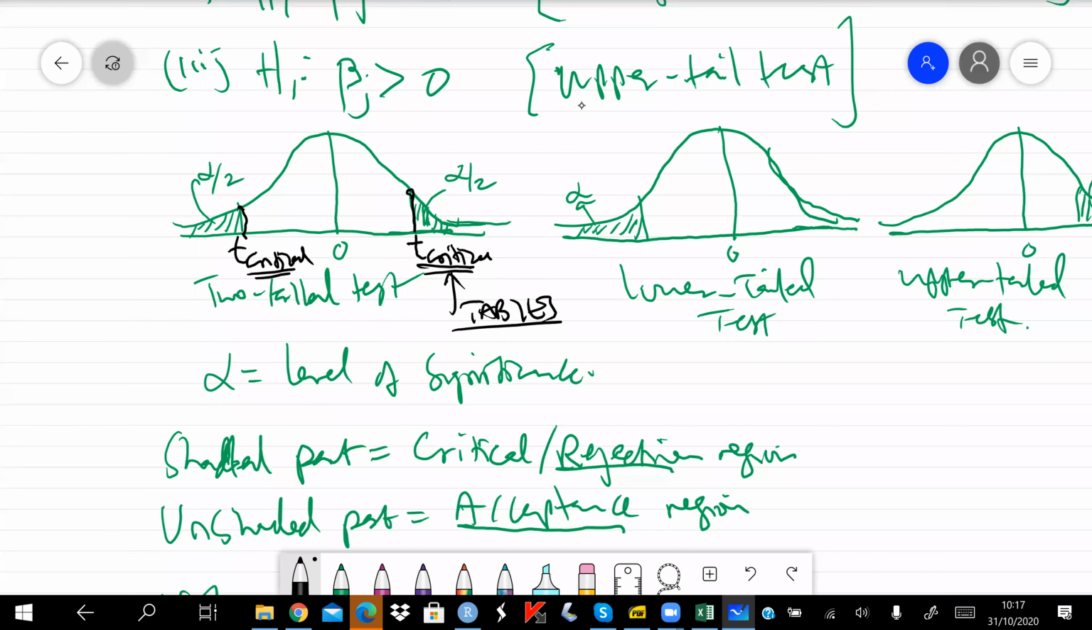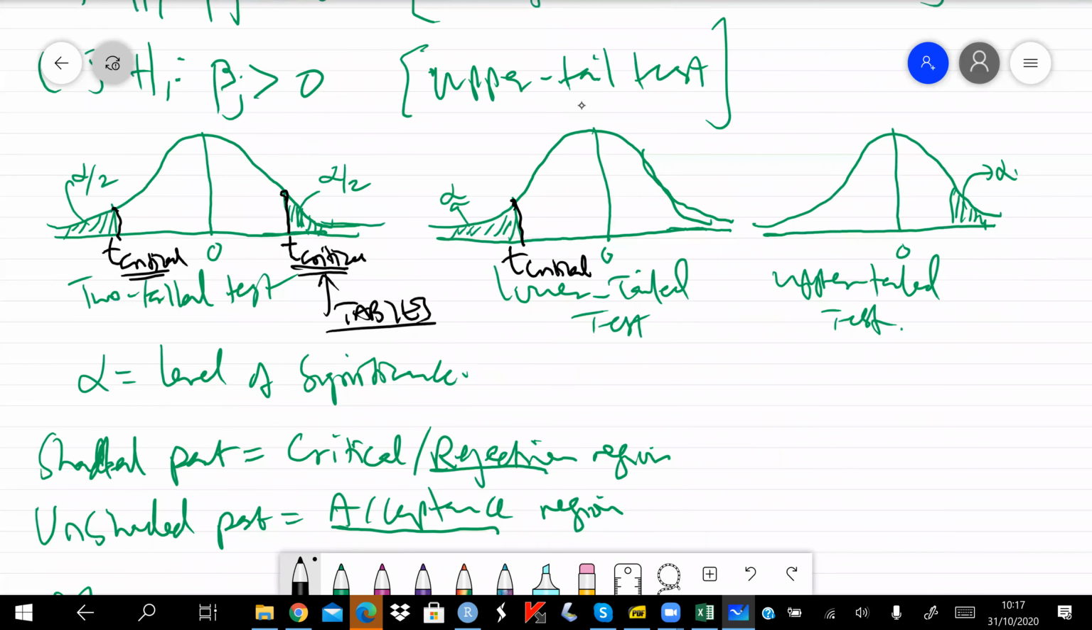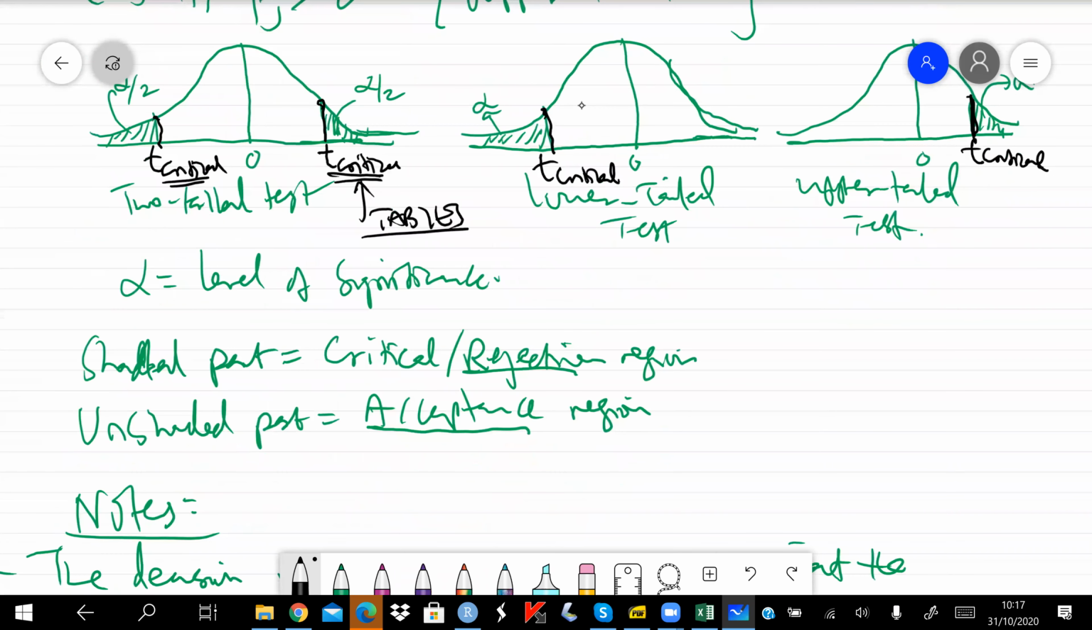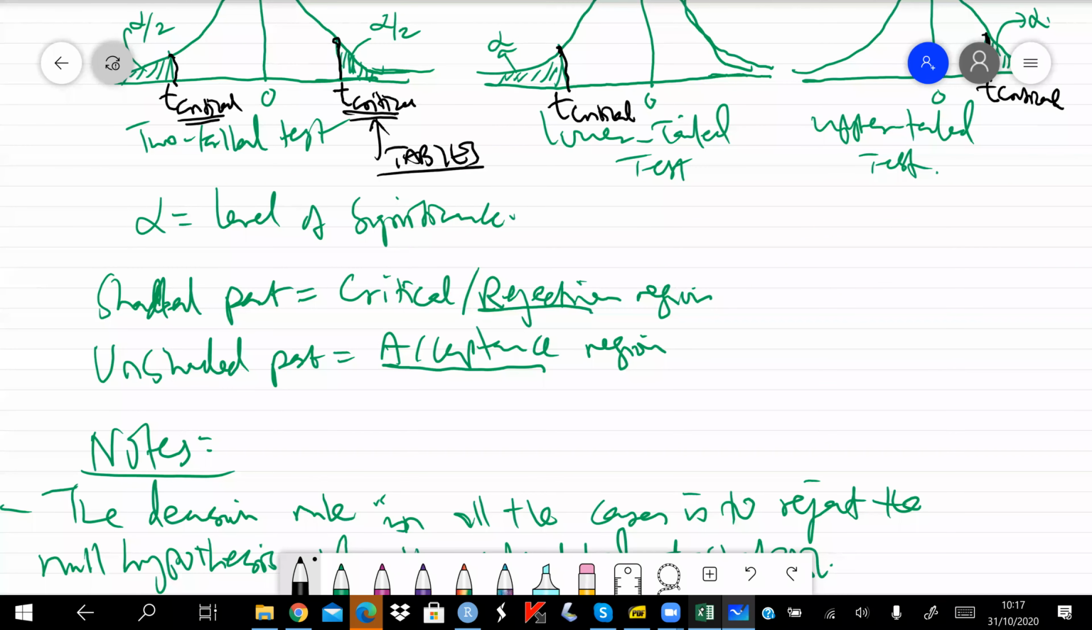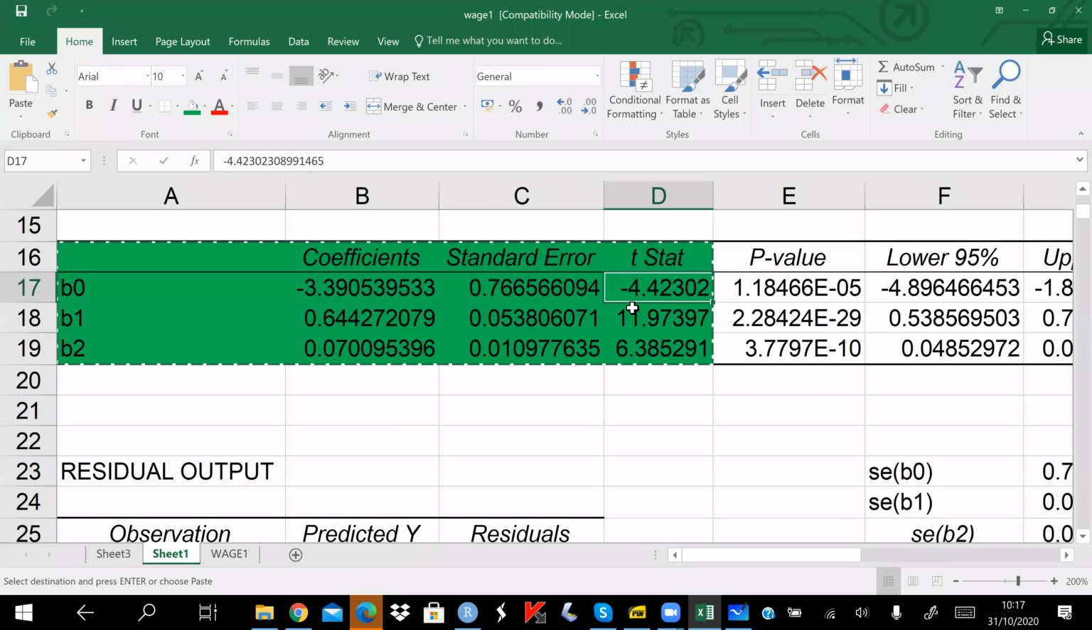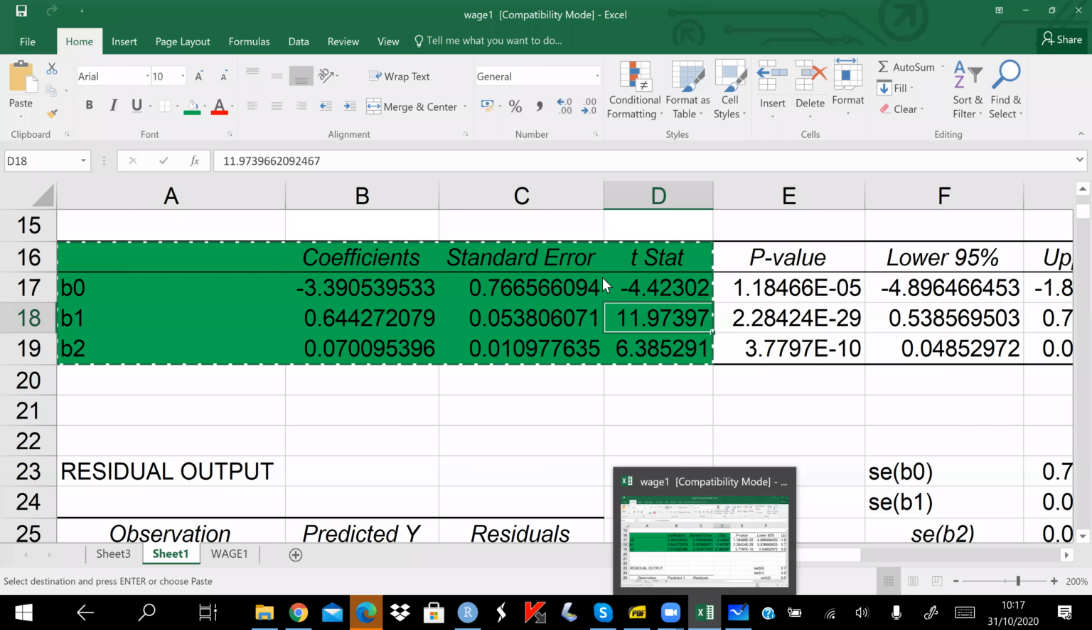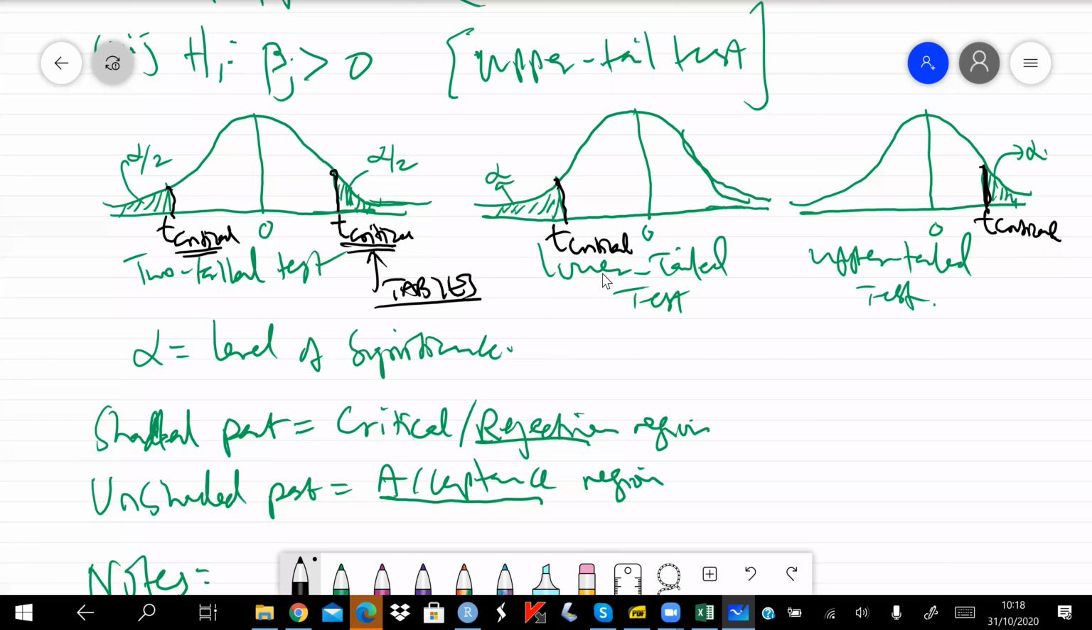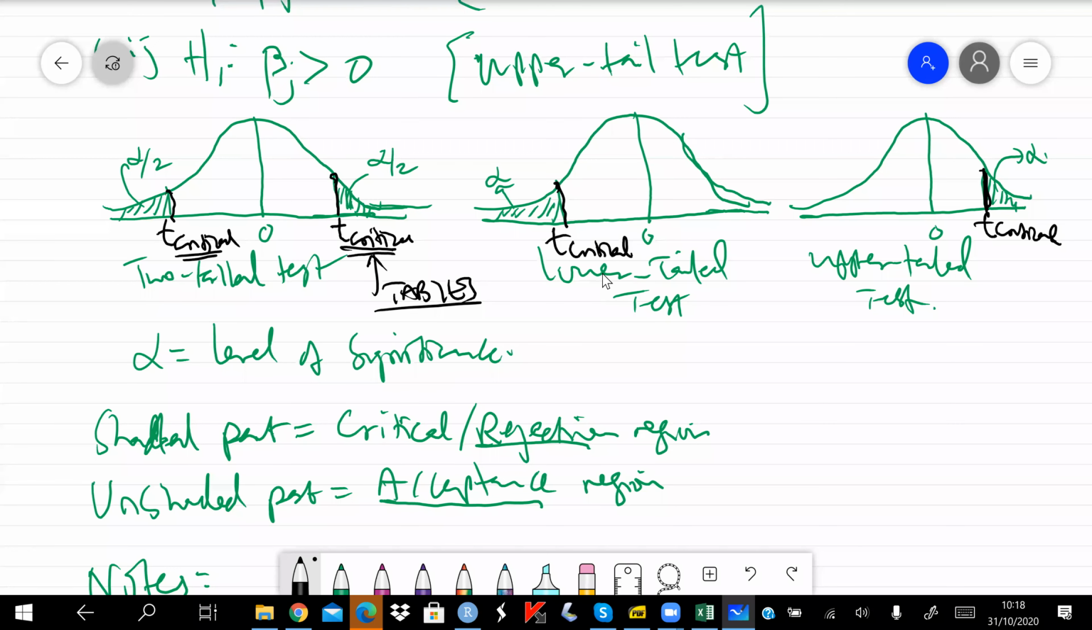If you're using the normal distribution tables, the z tables, even here, this is your t critical. And even in the last case here, this is your t critical. Those values are read from the tables. They are not calculated. The values that we saw from our output are t calculated, because we calculate them using the formula that I shared with you earlier. These can fall either in the unshaded part or in the shaded part. If they fall in the shaded part, you reject the null hypothesis. If they fall in the unshaded part, you fail to reject the null hypothesis. But we shall be doing that more practically.